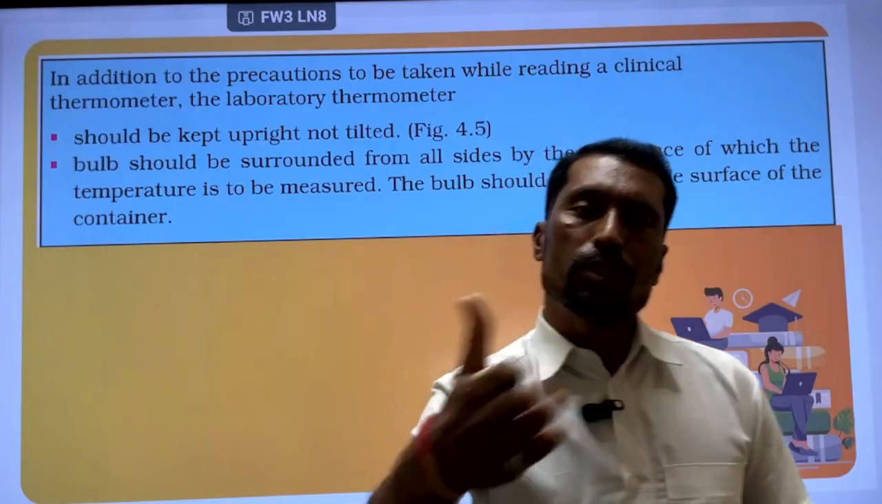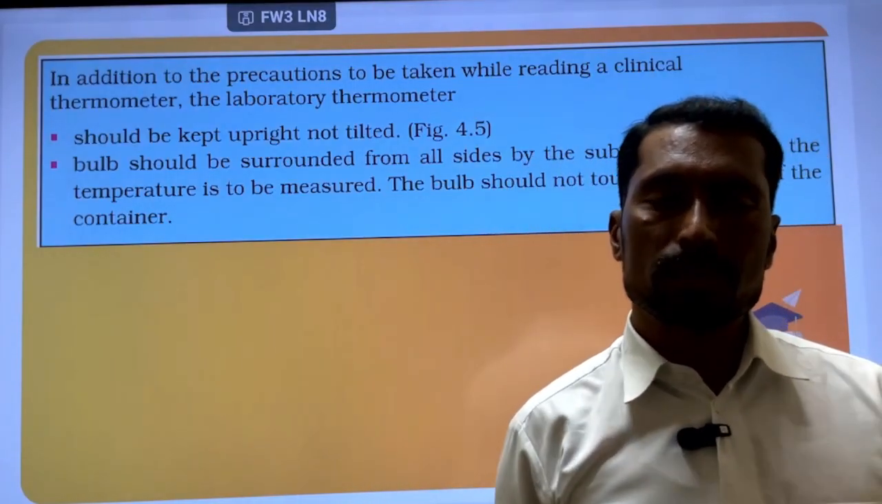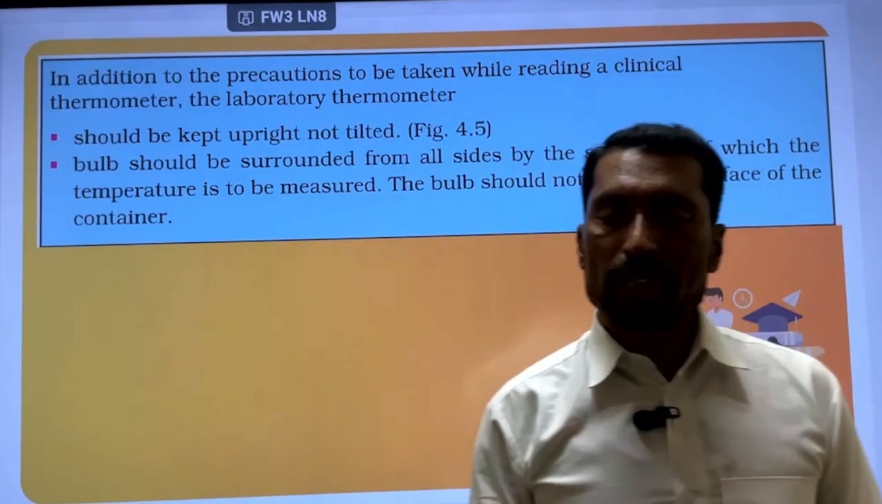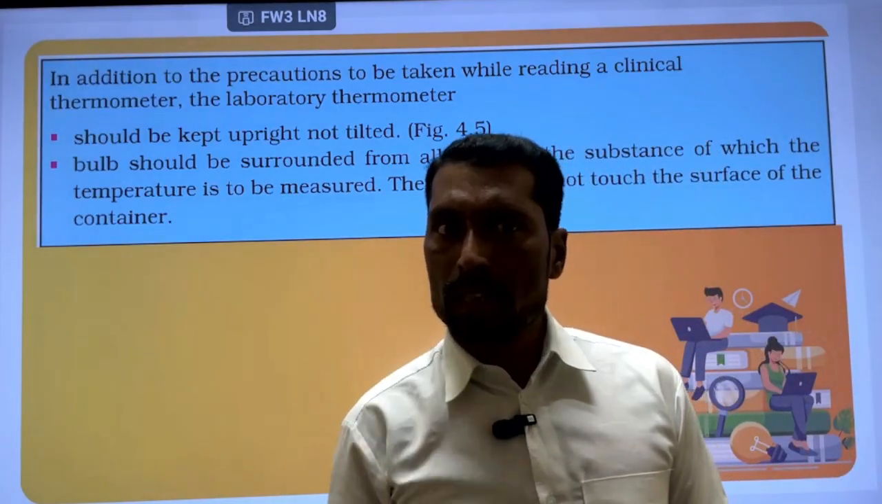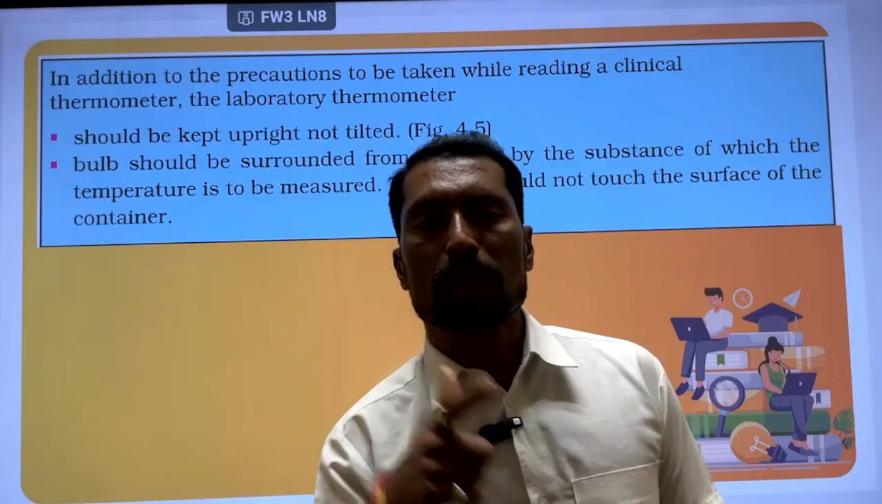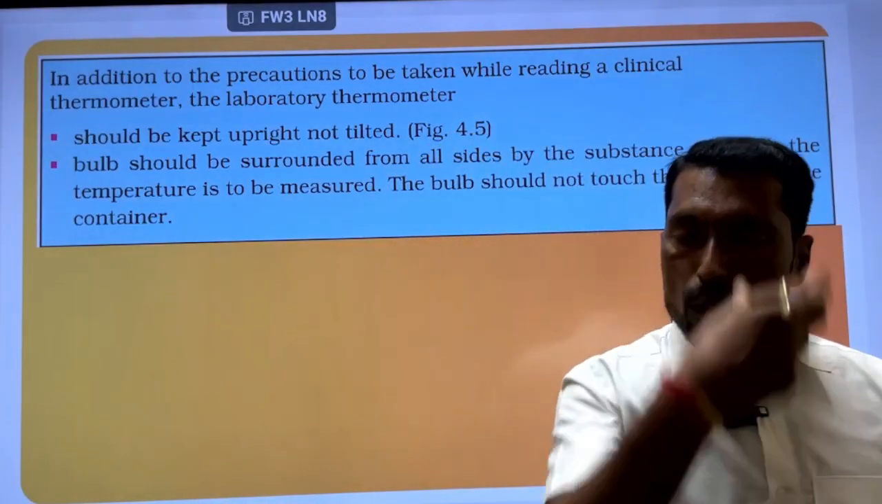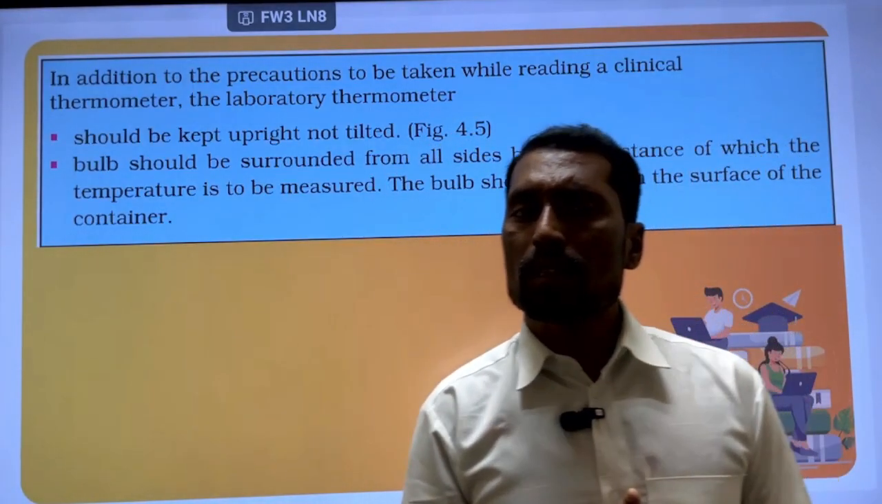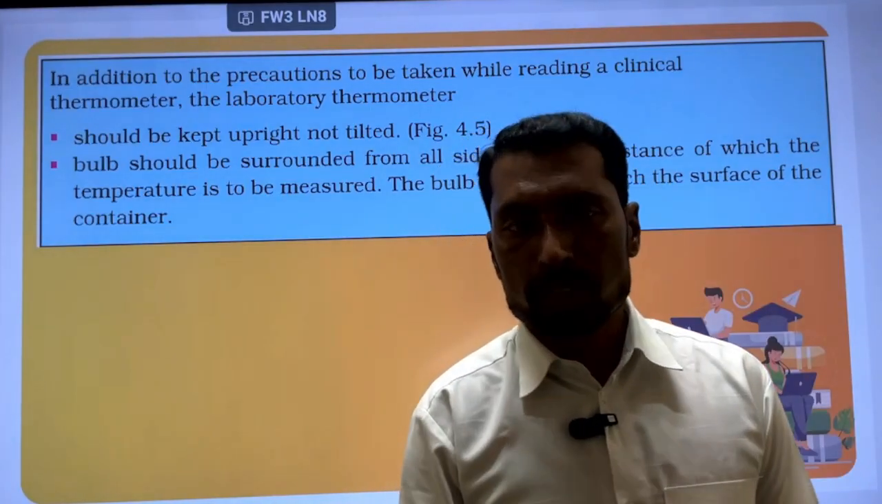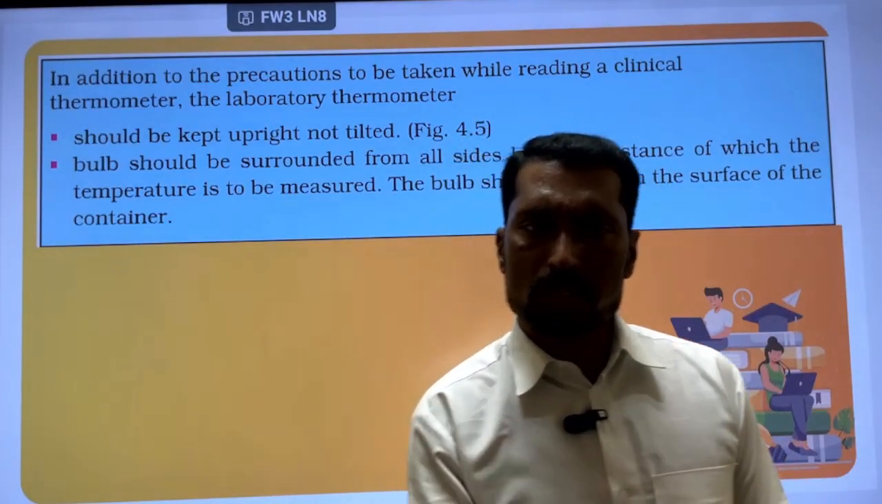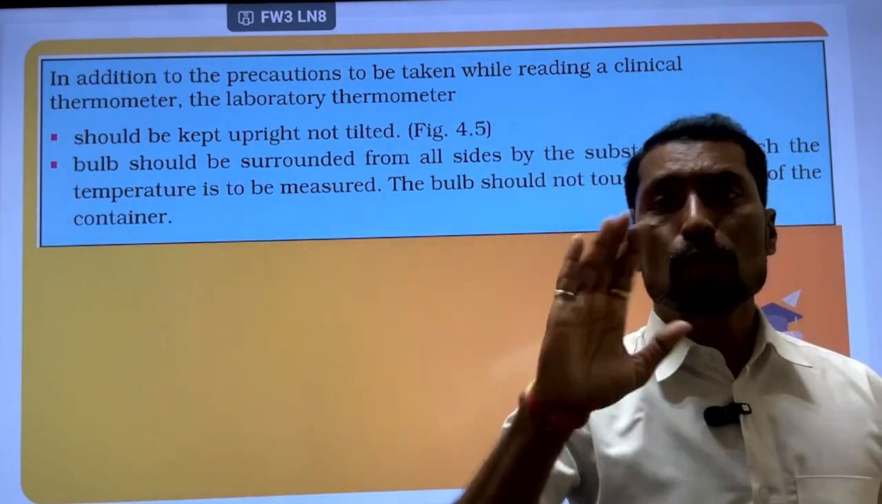Those devices are of 3 types. I already told that. One is the clinical, another one is the laboratory, third one is the maximum and minimum temperature device. What is the purpose of the clinical thermometer? It is to measure the body temperature, only the body temperature, not other objects.